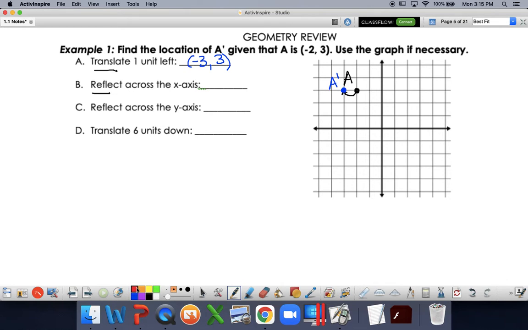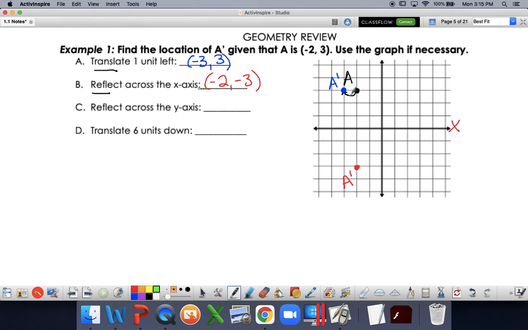Now let's go back here to my A value, and this time I want to reflect it across the x-axis. Right? So my x-axis is right down here, and a reflection is really a mirror. So I'm going to mirror this point, but now it's going to be on the other side of the x-axis. So here's this A prime. What is the value of this A prime? Right? It's (-2, -3).